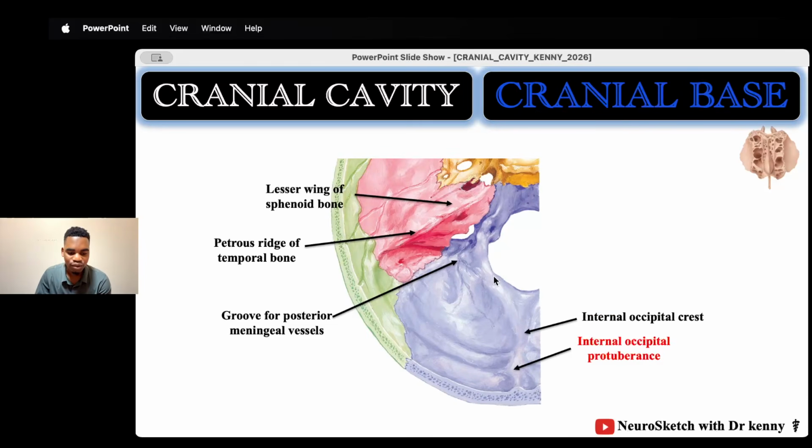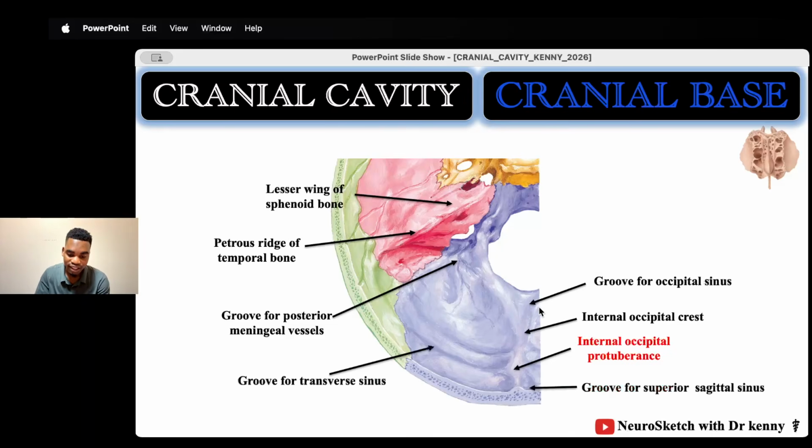On the posterior cranial fossa, you can see you have grooves for the posterior meningeal arteries and veins. These are the grooves, and we've seen the middle meningeal ones on the middle cranial fossa. Then we'll have another impression here, which is the internal occipital crest, but we'll have the sinuses, remember. So we'll have the superior sagittal sinus, the occipital sinus, and the transverse sinus.